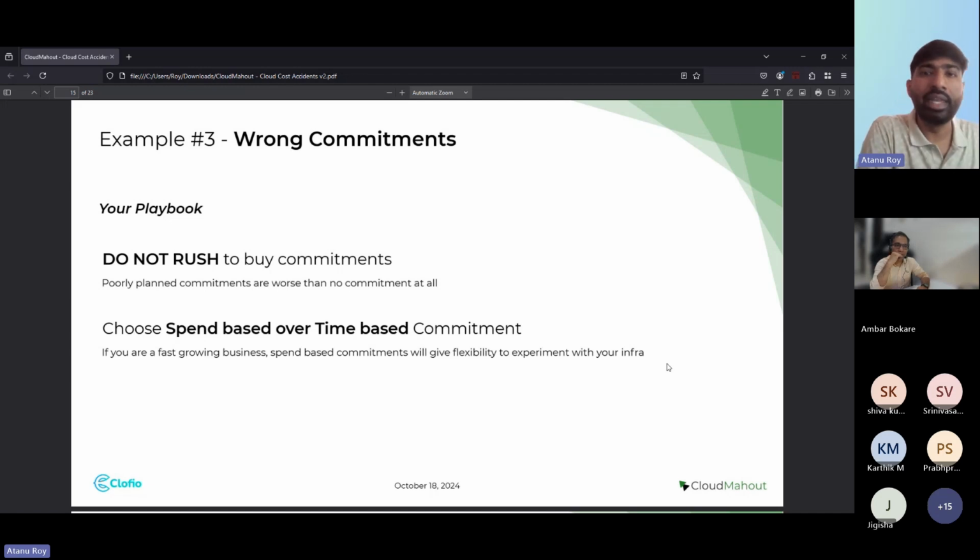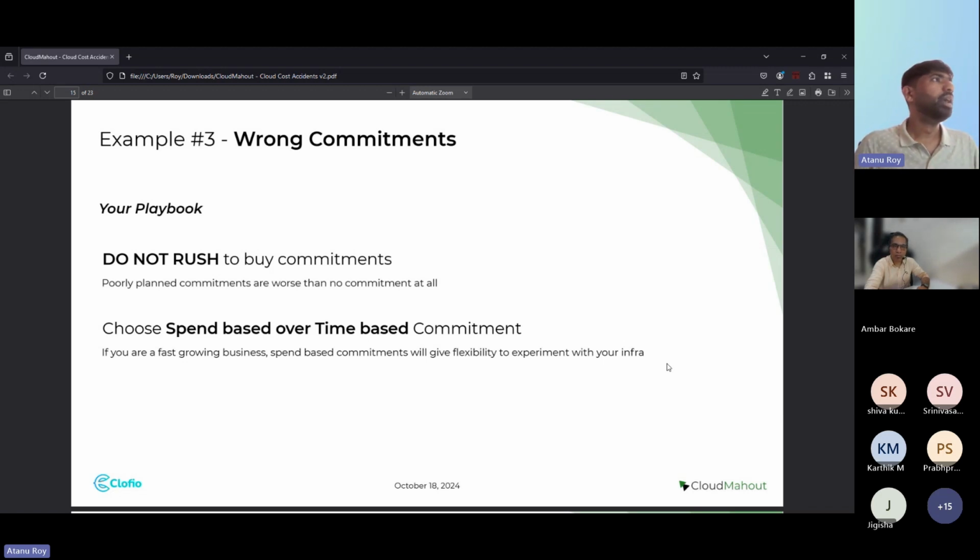So whenever you are making any kind of commitment, two things, I'm going to repeat this because this is a long term effect of these commitments. One, until you have right sized your infrastructure properly, do not purchase a time-based commitment, which is typically reserved instance in the AWS world. And if you are a growing startup, prefer to go for a spend-based commitment and take it in a staggered manner. Go for 30%, then another 20%, then another 20%, something like that.